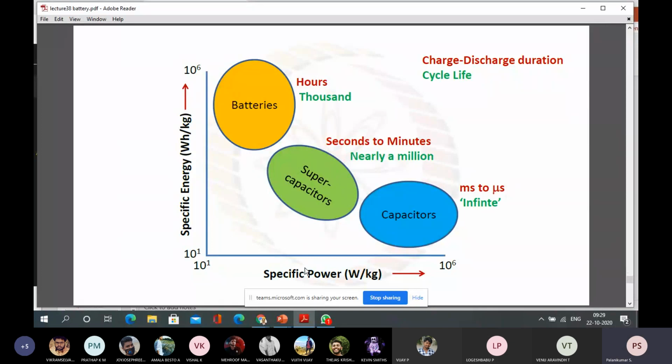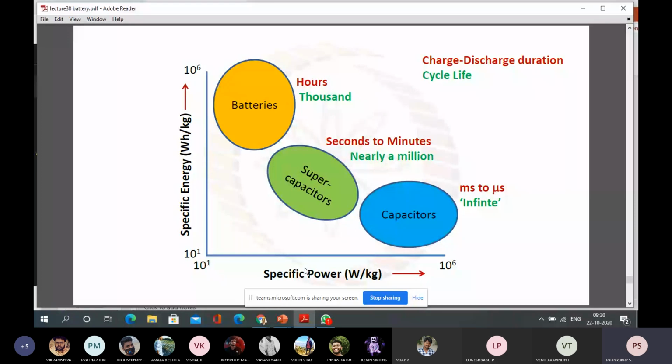Next is the charge and discharge cycle life: how many times I can charge and discharge. A battery has cycle life in the thousands, maybe 4,000 or 2,000 cycles like that. But supercapacitors and capacitors, if you charge and discharge with the proper voltage, have a lifetime of nearly a million cycles.